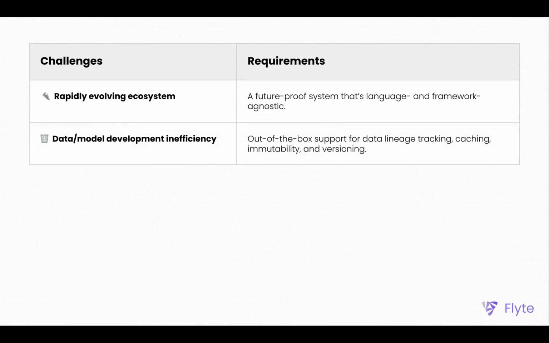For the data model and development inefficiency piece, it would be really nice to have out of the box support for data lineage tracking, which is, as data flows through your pipeline, you know what's the parent node that produced the data, as your workflow and pipeline becomes more complex and branches out. I also want caching, so if I give my function the same inputs, I don't have to do the whole computation again. I can hit the cache and just output the result, assuming that your function is idempotent, so there's no randomness in there.